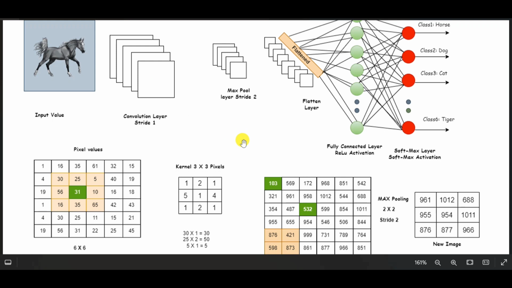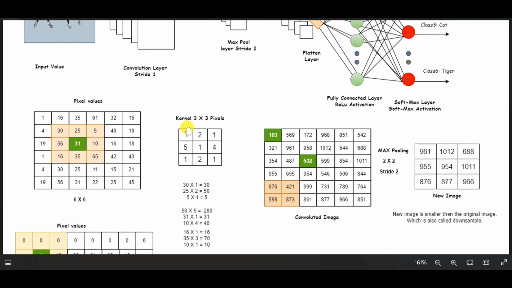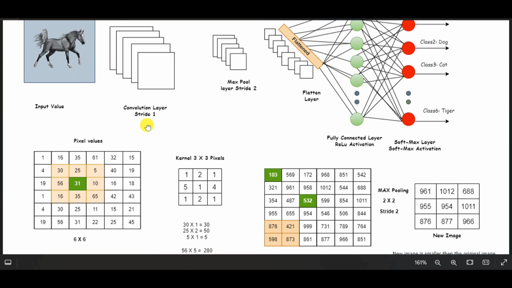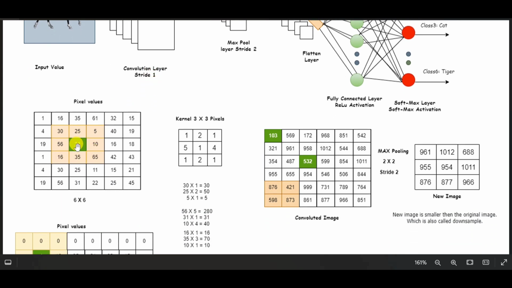So for converting a normal image into the convoluted image, we need to apply the kernel. Here I am applying a 3 by 3 kernel. It is also called a filter. These values can be tuned according to your need. It could be 5 by 5 also, but here I am taking a 3 by 3 kernel filter. So let's say these are the pixel values of this input image. Now we take these particular pixel values, and here we need to apply the kernel.